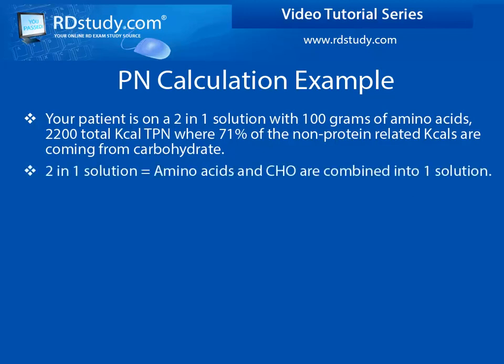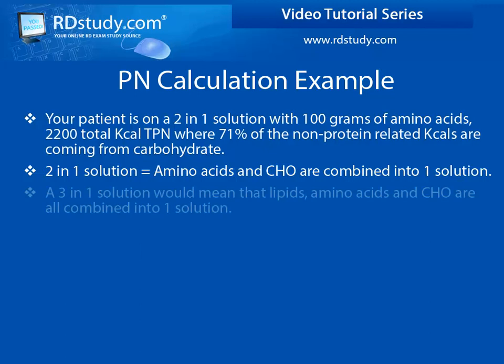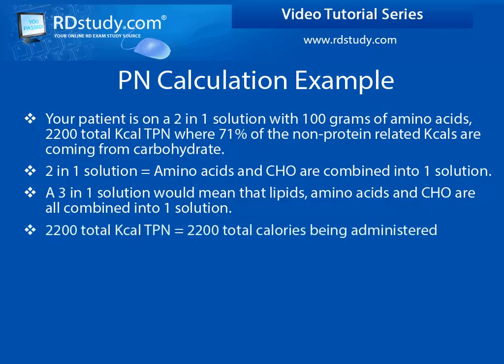First, a 2-in-1 solution with 100 grams of amino acids. This means that the amino acids and carbohydrate are mixed and are being administered in the same solution, and that the amount of the amino acids within that solution equals 100 grams. For general knowledge, there is also a 3-in-1 solution where lipids, carbohydrates, and amino acids are all in the same solution. Next, 2200 kcals TPN of course means that they are receiving a total of 2200 kcals from this TPN administration.